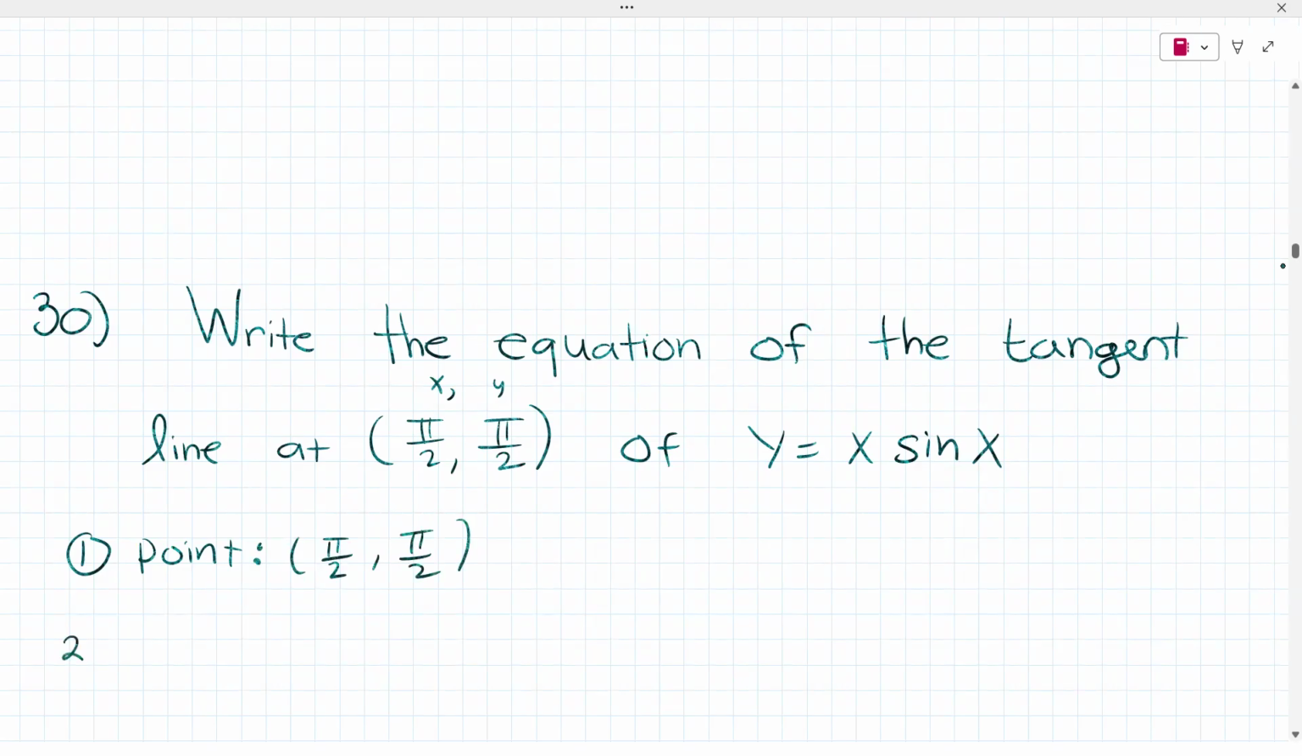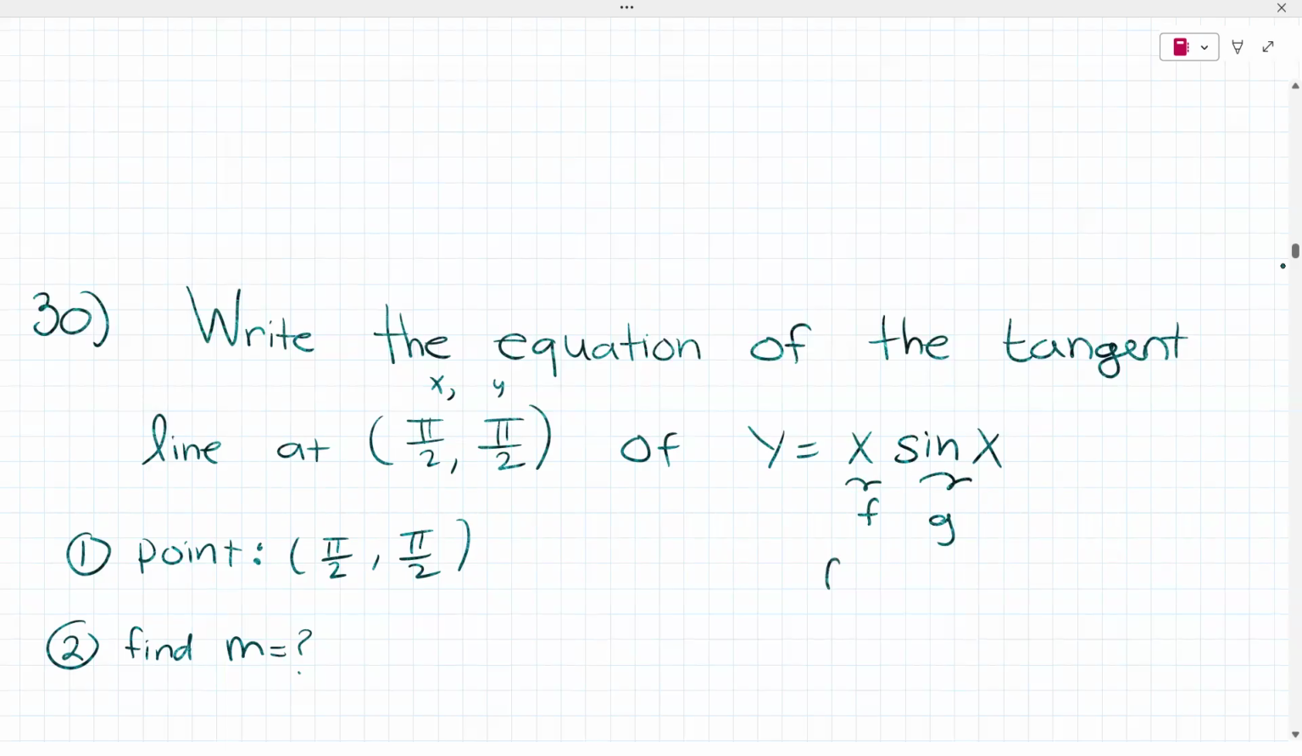Step 2 is we're going to find m. So how do you find m? They give you y equals x sin of x. What you've got to do is apply the product rule, and then you plug in your x coordinate or y coordinate or both, because remember, slope is a constant. So let's do that. How do we take the derivative of y equals x times sine of x? We must use the product rule.